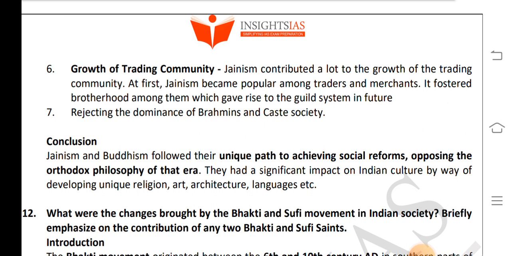Growth of trading community. Jainism contributed a lot to the growth of the trading community, and at first Jainism became popular among traders and merchants. It fostered brotherhood among them, which gave rise to the guild system, and further rejected the dominance of Brahmins and the caste society.